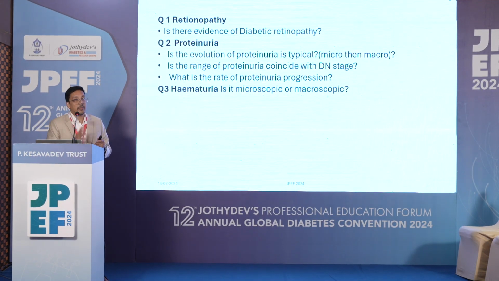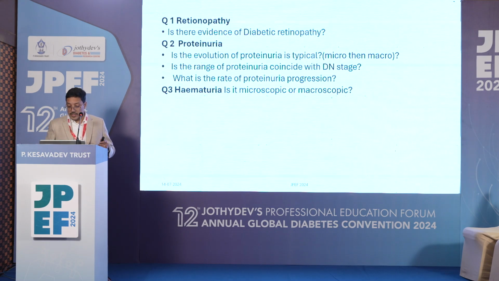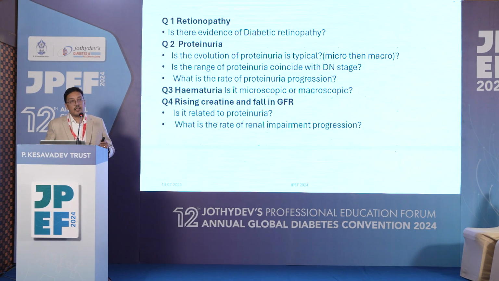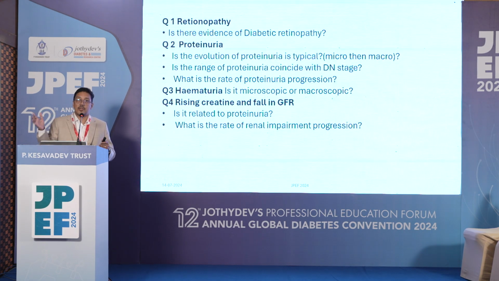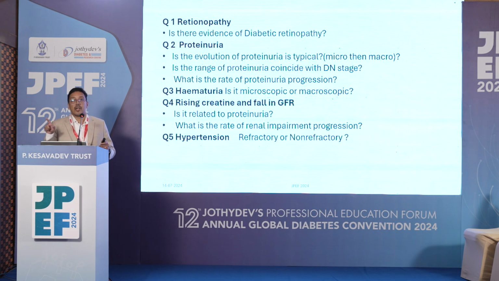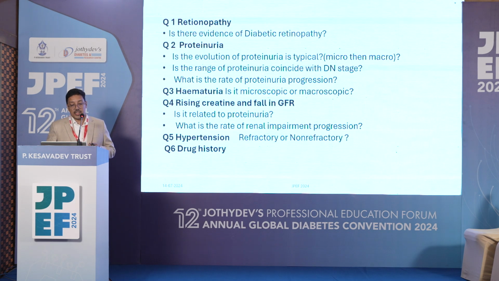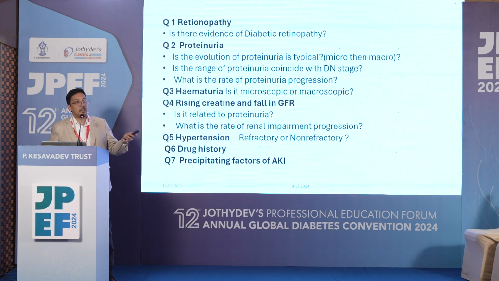Then you have to look into the hematuria part, whether it is microscopic or macroscopic hematuria. Urine examination is the most important thing you have to always do in a diabetic patient. Then you look at the trend of rise in creatinine and fall in GFR. Is it related to the proteinuria the patient is having, and what is the rate of renal impairment progression? Then look at the hypertension, whether it is refractory or non-refractory. Then drug history: always check the drug list and the precipitating factors for AKI. Sometimes the patient may be presenting with some form of AKI, like dehydration or drugs or whatever.